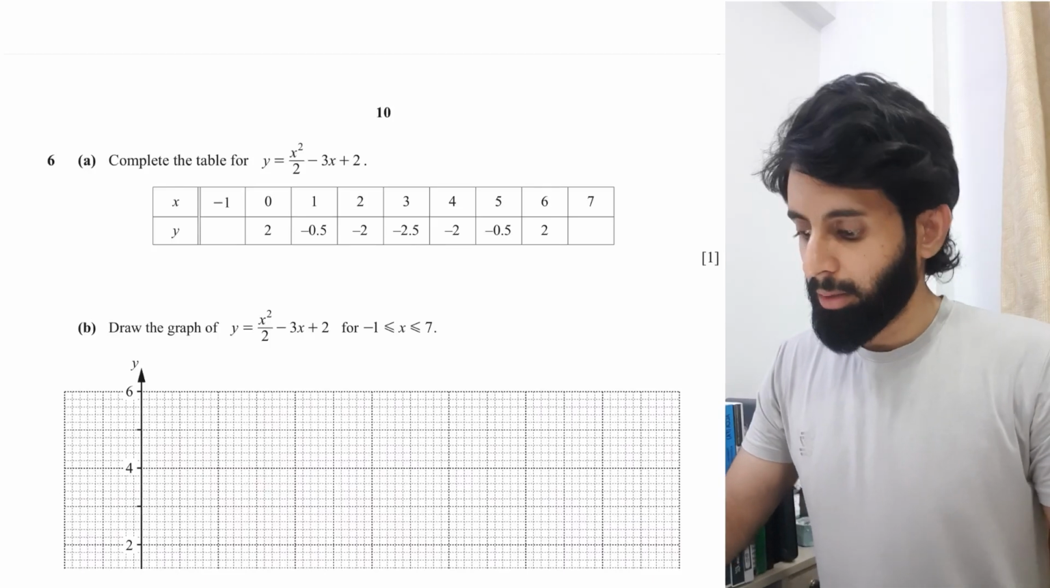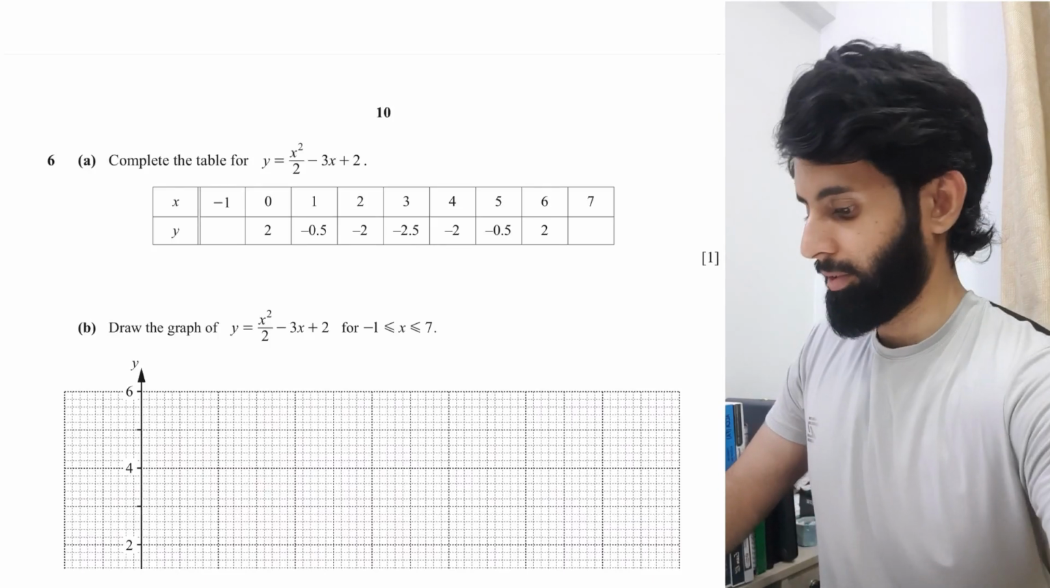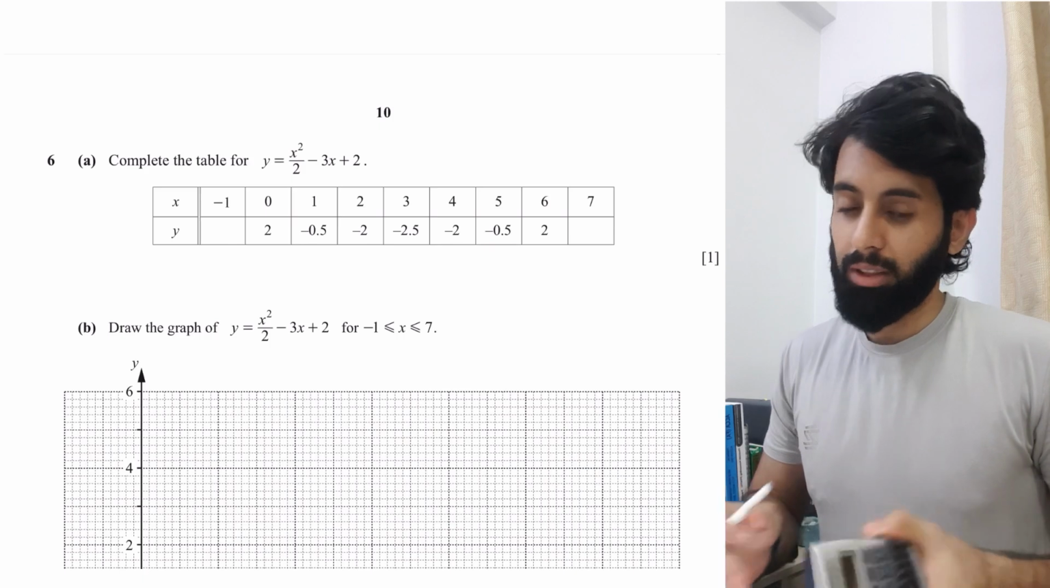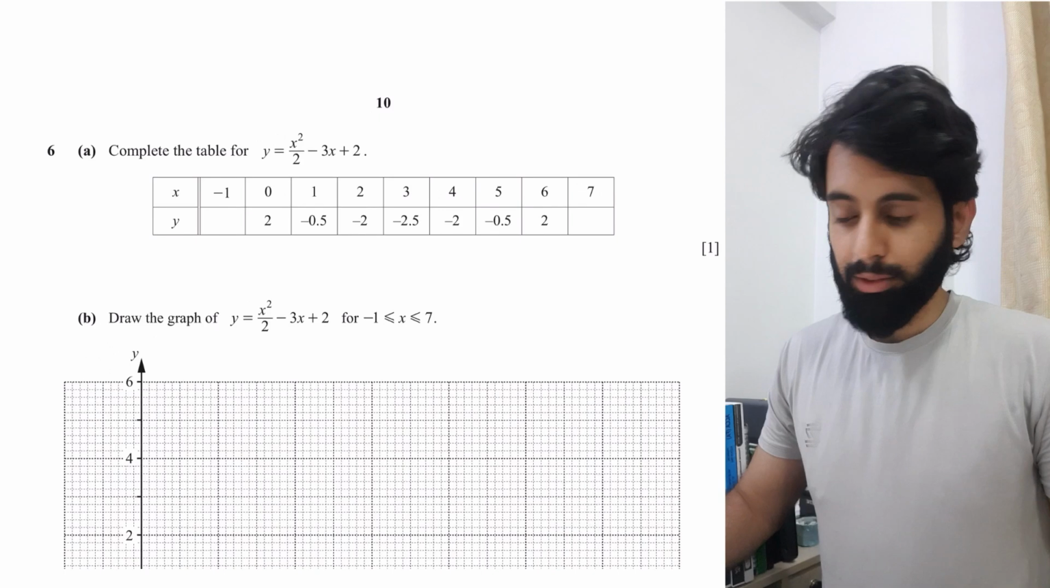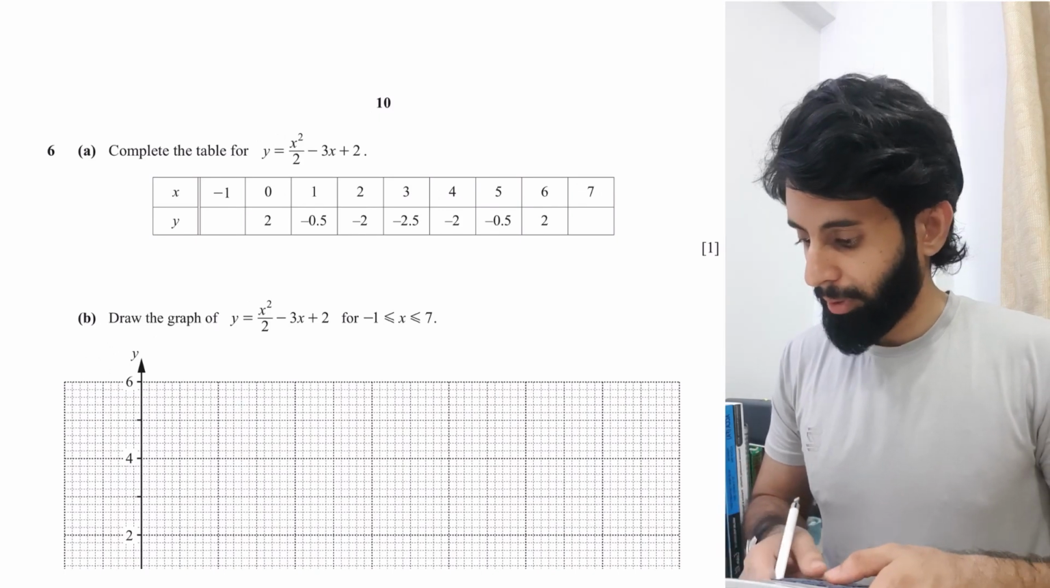Alright, so in this video I'm going to be solving the remaining part of the May-June 2018 paper 2 variant 2. So we have question number 6, which is a graphs of function question. Again, a very important topic for paper 2.